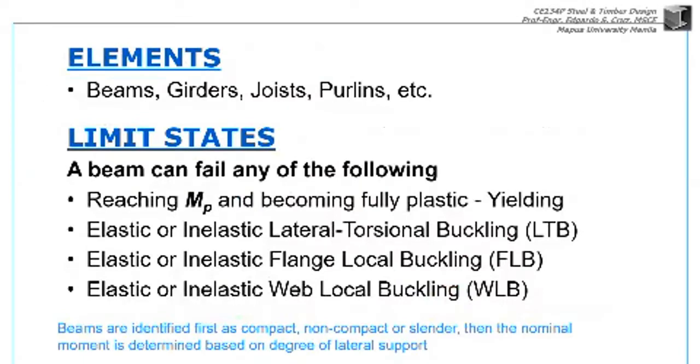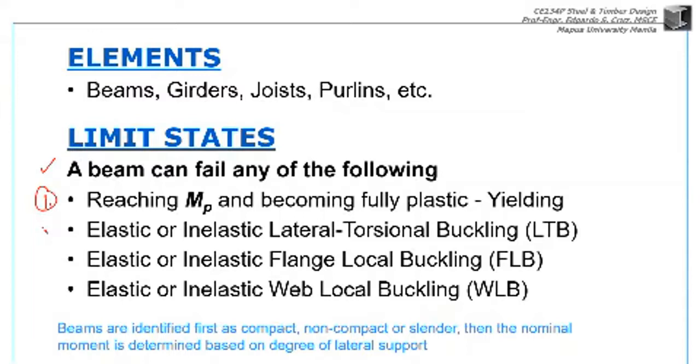These are the elements that could be classified as flexural members: beams, girders, joists, purlins, etc. For us to be able to analyze flexural members, we have to identify their possible limit states or modes of failure. Accordingly, a beam can fail in any of the following limit states. Number one, reaching plastic moment Mp and becoming fully plastic. That means the steel will be yielding, so yielding is its failure.